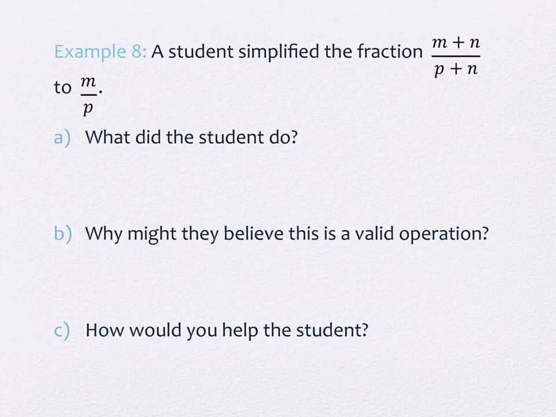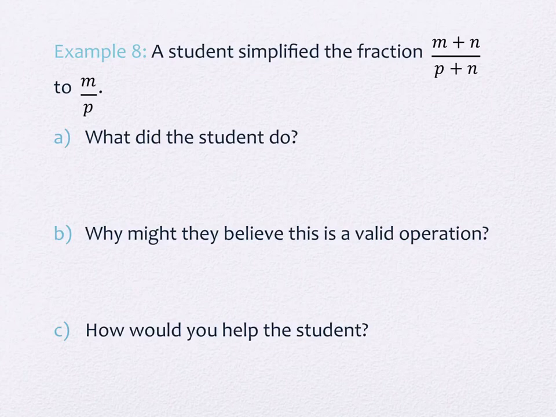Some of what we do in this class will be analyzing student work, because someday you're going to teach something and students are going to do some kind of work, and you're going to have to be able to identify some things that they do wrong so that you can help them fix their mistakes. So we're going to do that together on some examples throughout, both in class and in your homework. Here's an example of one of those. A student simplified the fraction (m plus n) over (p plus n) to m over p.